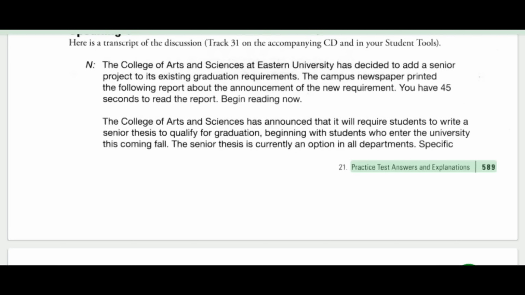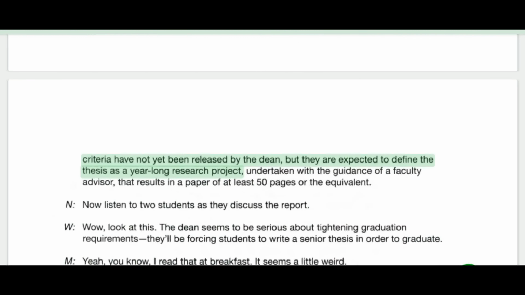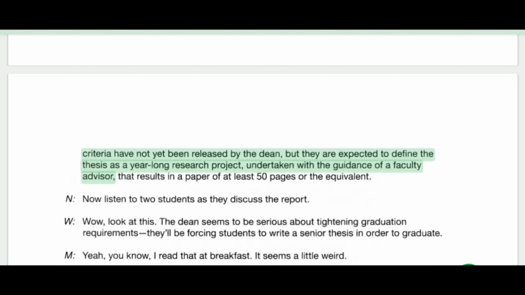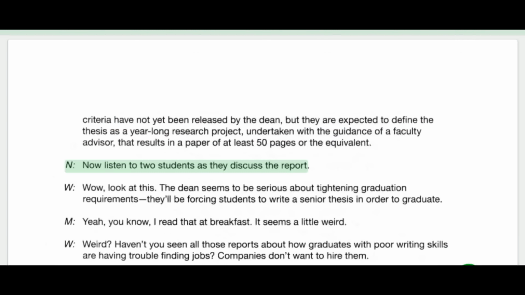Specific criteria have not yet been released by the dean, but they are expected to define the thesis as a year-long research project, undertaken with the guidance of a faculty advisor, that results in a paper of at least 50 pages or the equivalent. Now listen to 2 students as they discuss the report.